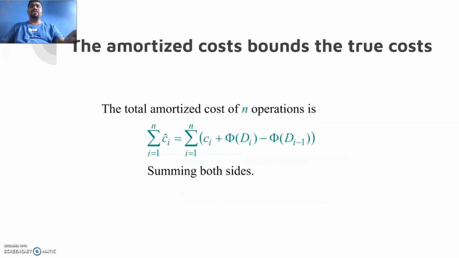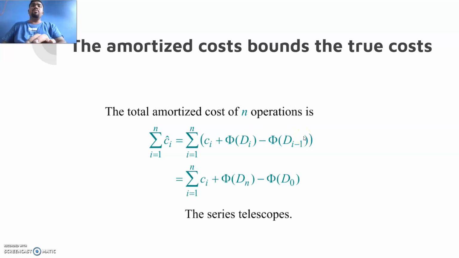Let's proceed. What is amortized cost? Amortized cost actually bounds the true cost. How does it bound the true cost? It means we add something to the actual cost. We add up the potential difference between two stages, that is the current stage minus the last stage. We can also directly represent that for all n operations as phi_n minus phi_0, and this is done by using the telescoping series.